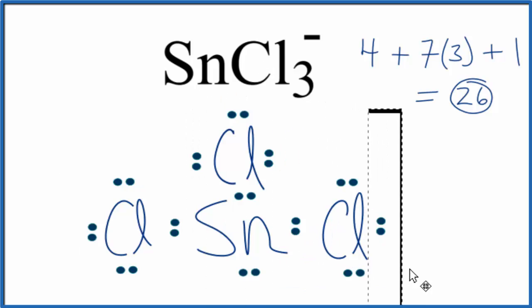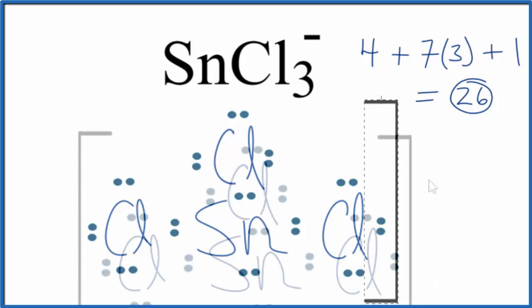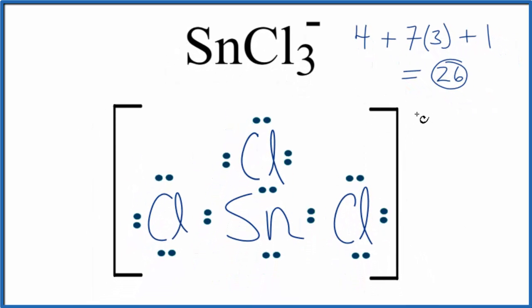Because it is an ion, we should put brackets around it. And then we should put a negative sign outside the brackets to show the charge.